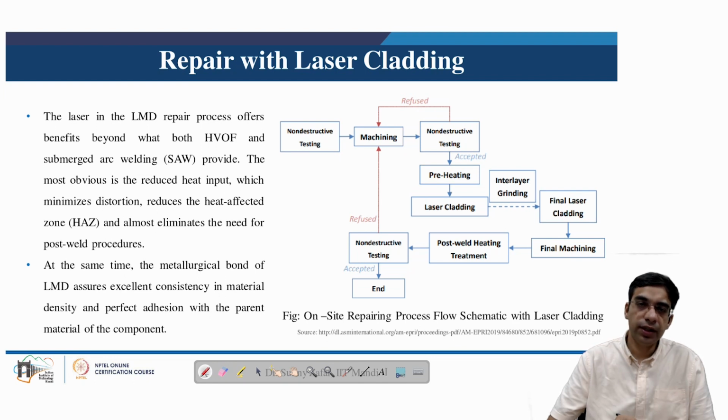Any of the non-destructive testing techniques can tell us the location or the extent of defects in the various components. We may need to do some prior machining in order to reach the defective area or to expose it. First again we can carry out non-destructive testing to check whether the machining process has removed material appropriately to reach the defect area, after which we can preheat the component for effective processing with laser cladding.